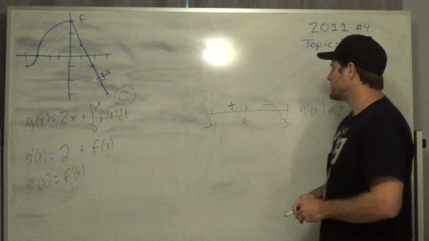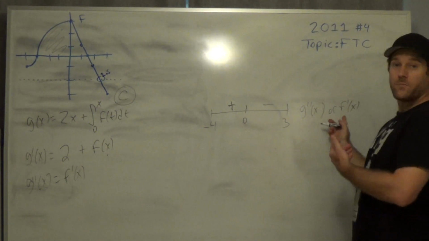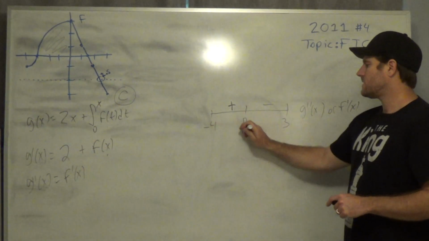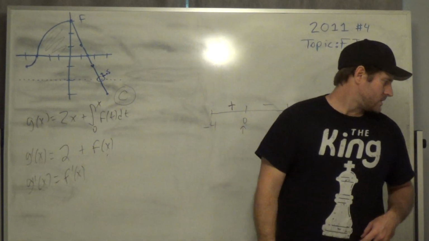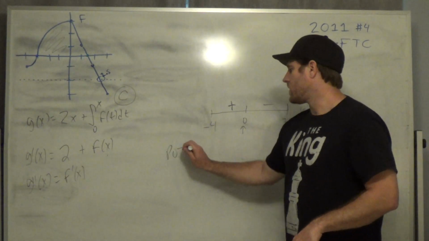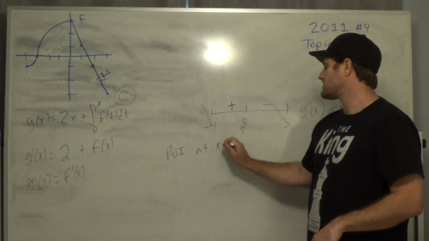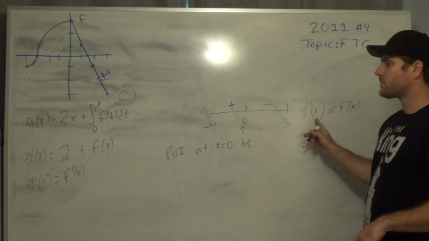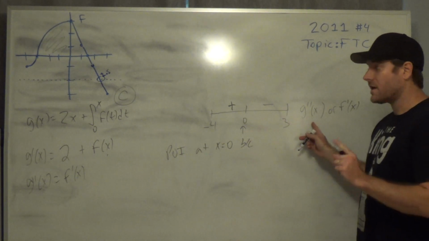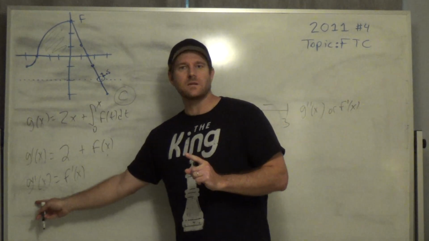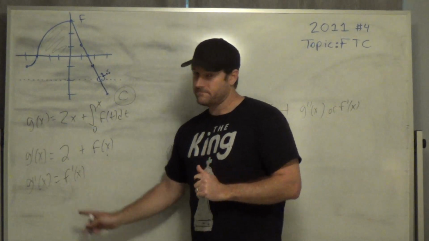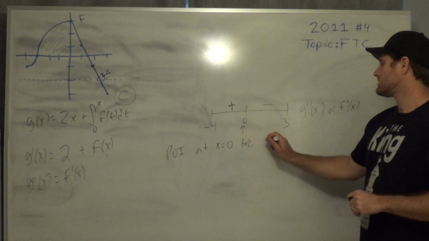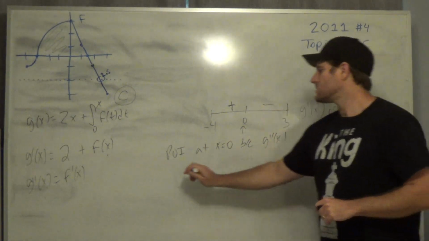So let's go look at our sign chart now. G double prime x, or f prime x, was positive and then negative, meaning g was concave up followed by concave down. That's your only point of inflection. So, point of inflection at x equals 0, because, and if you labeled this sign chart g double prime x, it doesn't count unless you said somewhere that g double prime x is f prime. That's important.